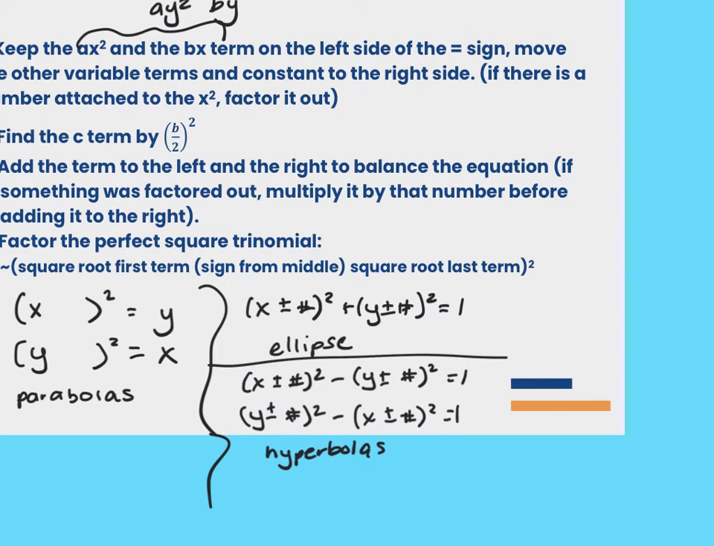So remember, ellipses and hyperbolas have to be equal to 1. Parabolas do not. And then again, based on whatever conic it is, you would then know what you need to do. Do I need to find the vertex, the directrix, the focus if it's a parabola? Do I need to find the center, vertices, foci if it's an ellipse? Or do I need to find the center, vertices, and asymptotes if it's a hyperbola?